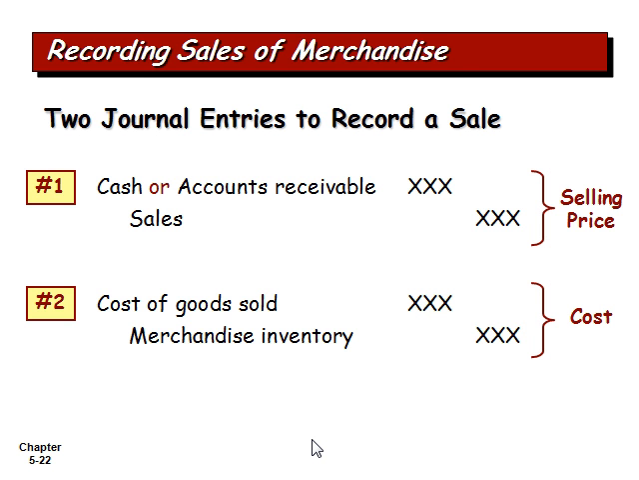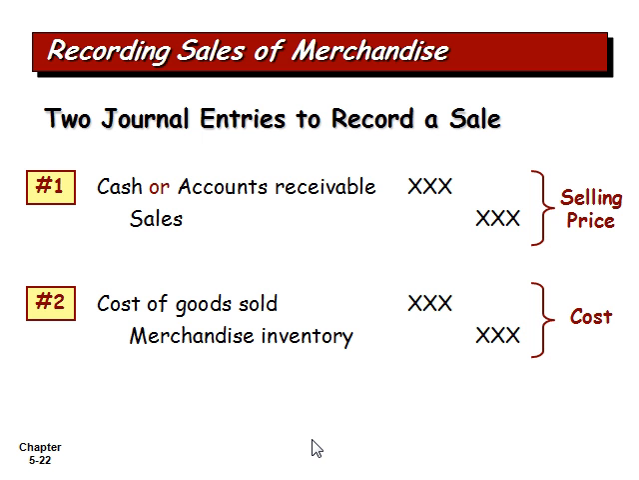So if we're using a perpetual inventory system, we've got 2 journal entries to record a sale. The first actually records the sale, a debit to cash or accounts receivable if they didn't pay us cash and we're going to be paid later, and the credit to sales. And then we make an entry for the cost of the merchandise. That will be a debit to cost of goods sold and a credit to merchandise inventory.